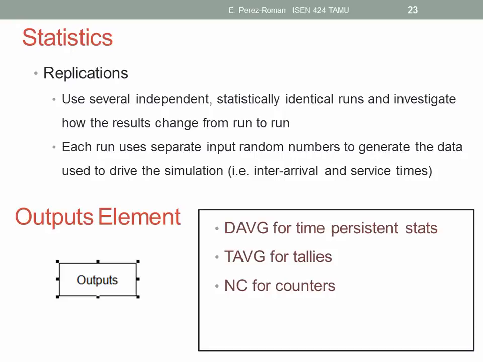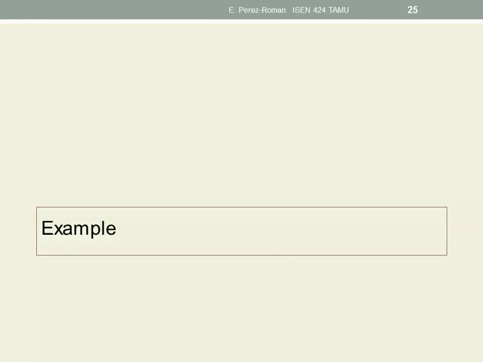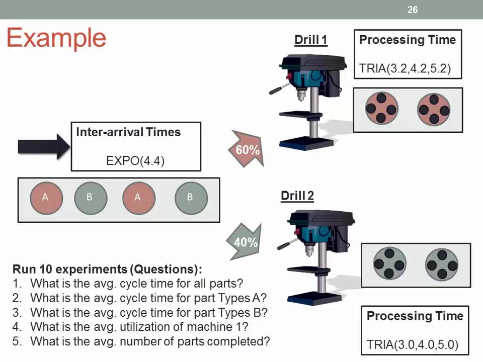Okay, so basically what the output element is going to do is generate a summary report of all the performance across replications in your model. And I'm going to show you that too. Okay, so let's look at the example that we're going to work with today.